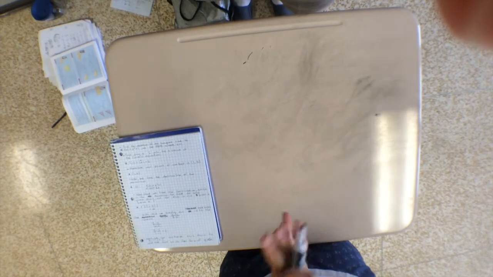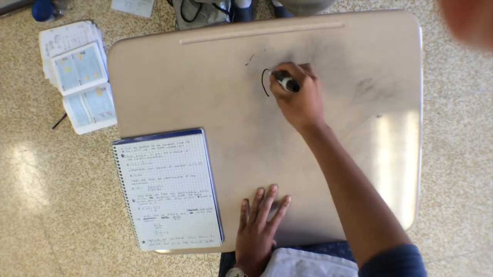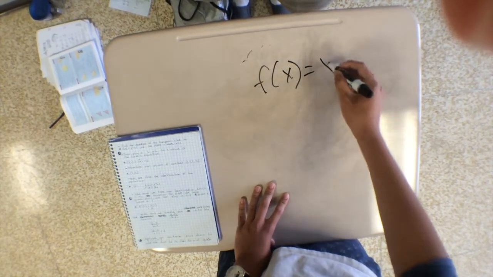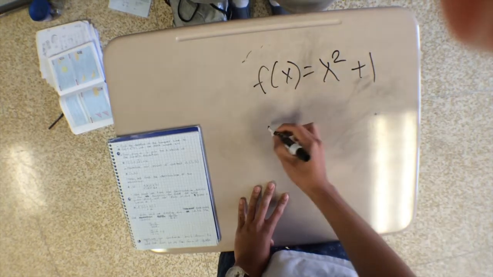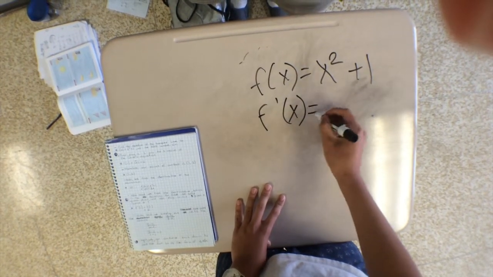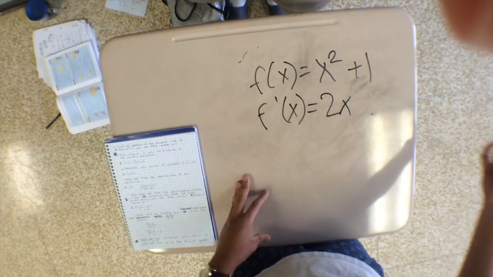Alright, next let's find the derivative of the whole equation. So if f of x equals x squared plus 1, then obviously the derivative of this is going to be f prime x equals 2x, and then that's a constant, so it's 0.